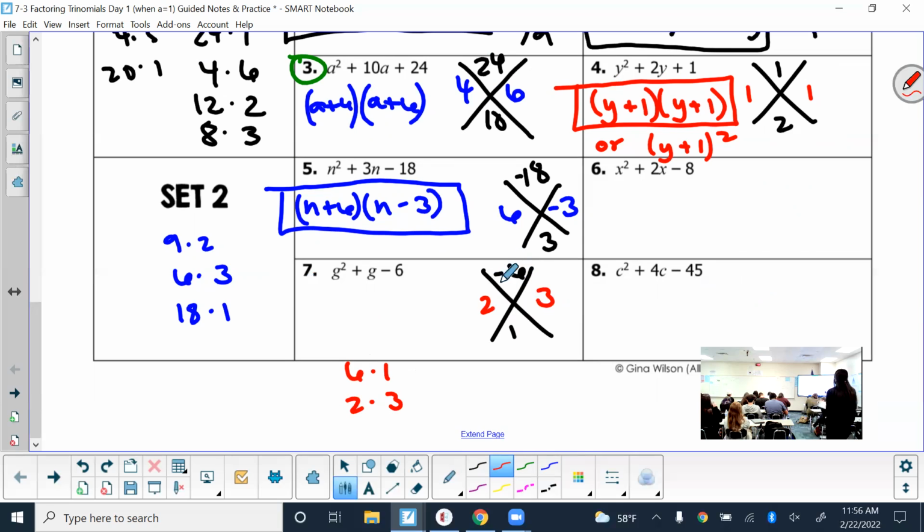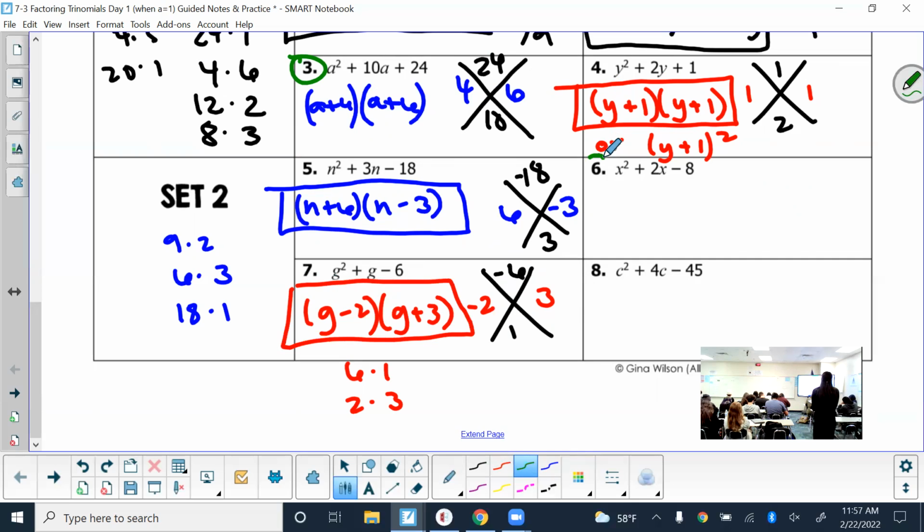And since this is negative when we multiply, one of them has to be negative. Which one does it have to be? 2. Good. Because negative 2 plus 3 gives me a positive 1. 2 plus negative 3 would give me a negative 1. So this is the combination that works. I get g minus 2 times g plus 3. Questions on 5 and 7?